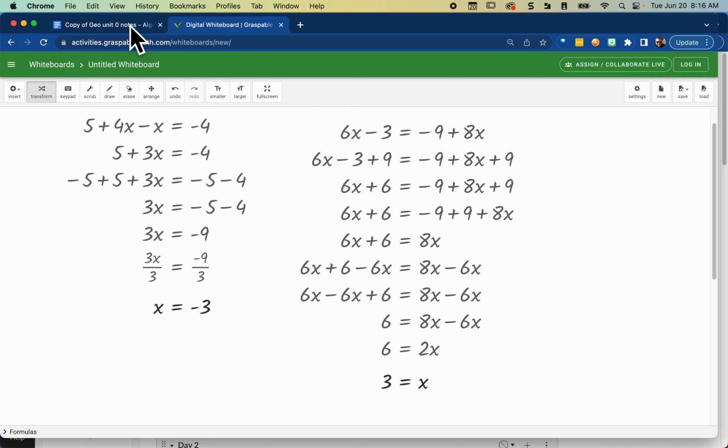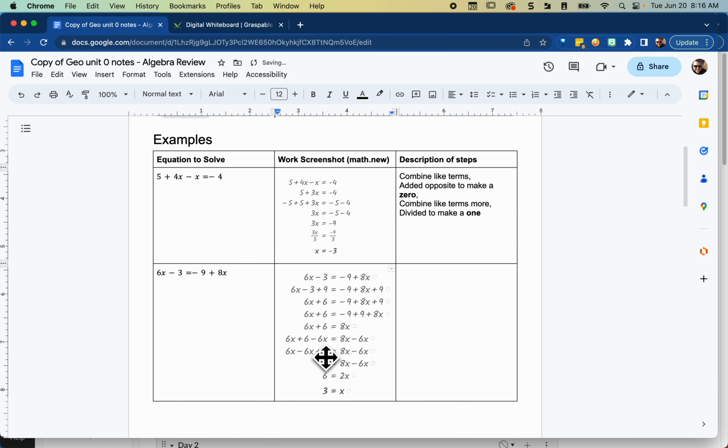Now I'm going to be a little bit shorter with my written notes on this one. So I'm going to say that we added 9 to make a 0. Then we did combine like terms. And then I'm not going to say that we kind of move things around because combining like terms kind of implies that. Then we added minus 6x to make a 0 again.